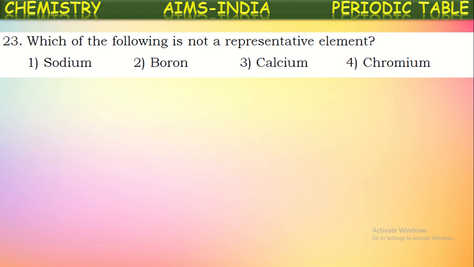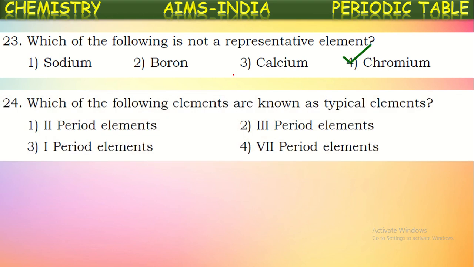Next one. Which of the following is not a representative element? Representative elements means the elements which belong to s block and p block. Except noble gases, the remaining elements of s block and p block together are called representative elements. So here, except chromium, all remaining elements are either s block or p block elements. Sodium and calcium are s block elements. Boron is a p block element. So these three elements come under representative elements, except chromium because it is a d block element.